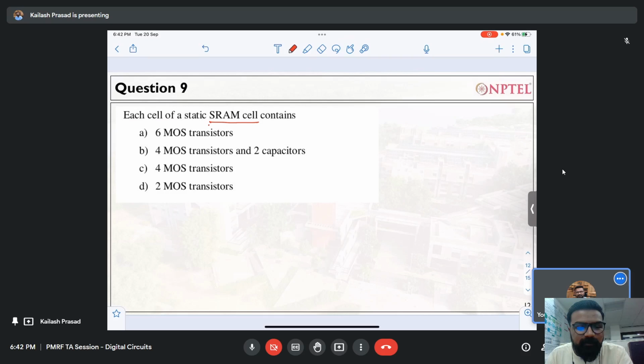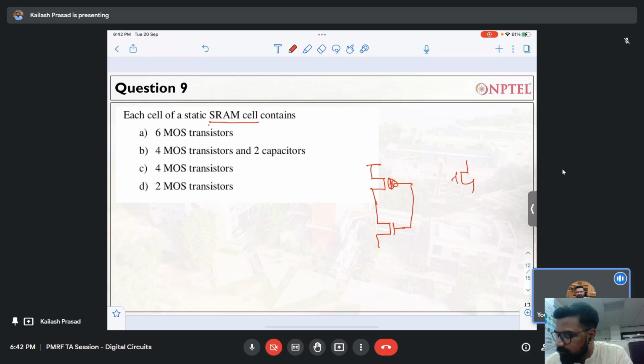Anyone? Okay, by looking at your response, I think you have not watched the videos. So see, this is how an SRAM cell looks like. This is my transistor. Just see, this is how it looks like. These are my two transistors. Again, these are my two transistors.